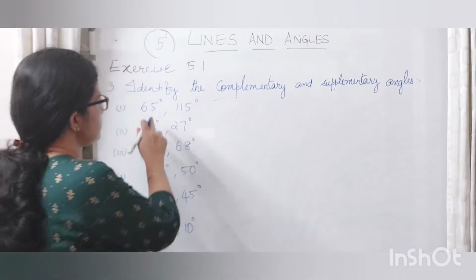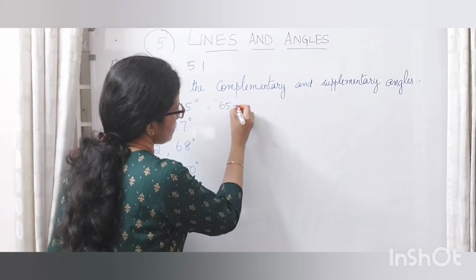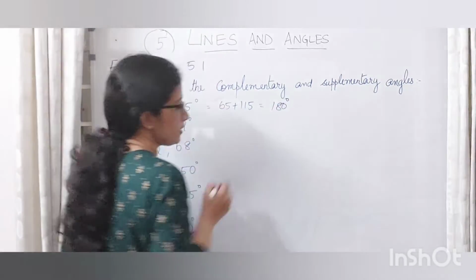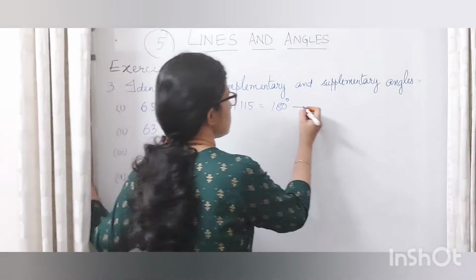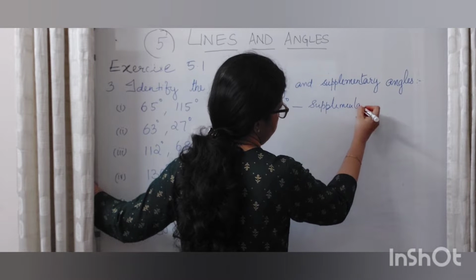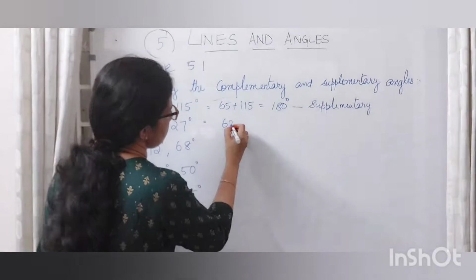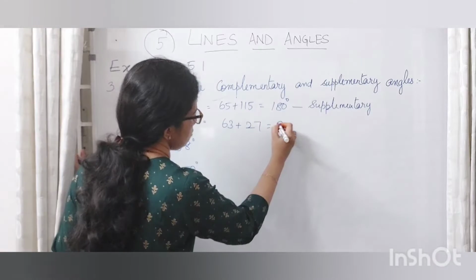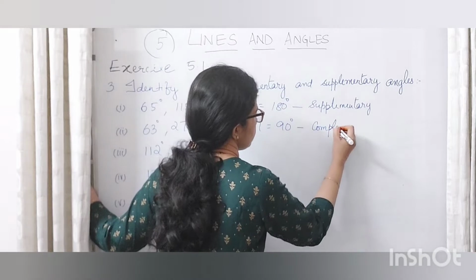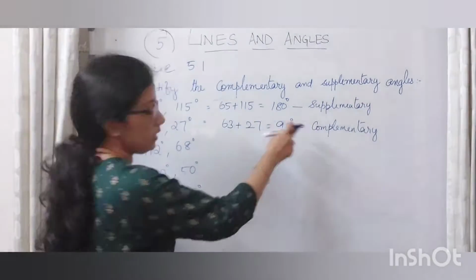What is the first question? 65 plus 115. If you add 65 plus 115, what is the answer? 180. So is it complementary or supplementary? Supplementary angle, right? Supplementary. Now let's take the next question. 63 and 27. 63 plus 27 is equal to 90. So what is it? It is complementary, because the sum is 90.